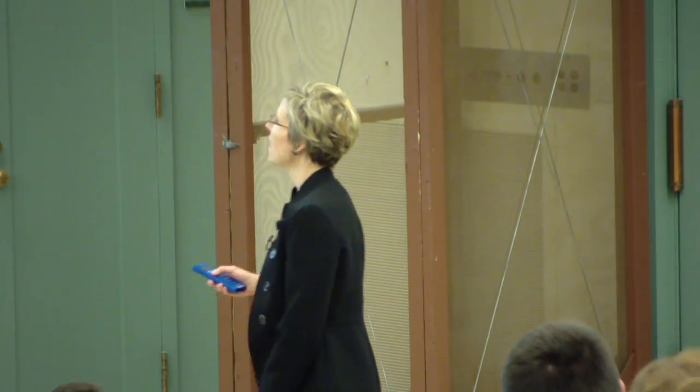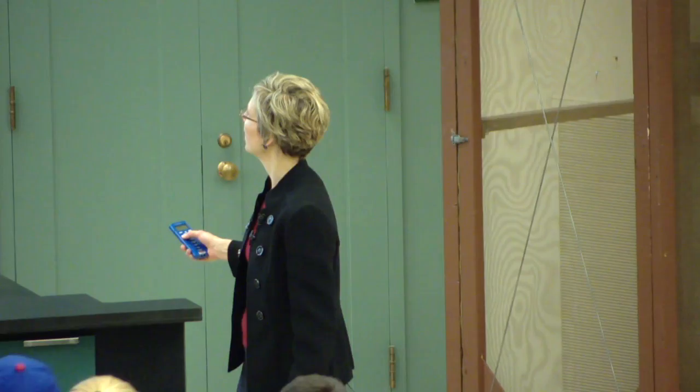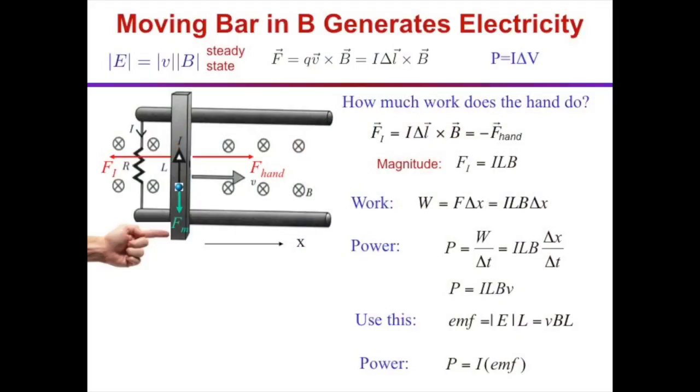So ILB. So the work that I have to do, the work that the hand does, is going to be the force dotted into the distance. And they're parallel in this case, so I just get F delta X. So the magnitude of the force is ILB times some distance delta X that I move it over. But I'm going to keep moving it, okay? So as I do that, I have to put in a certain amount of work per time in order to keep this going. So work per time is power.